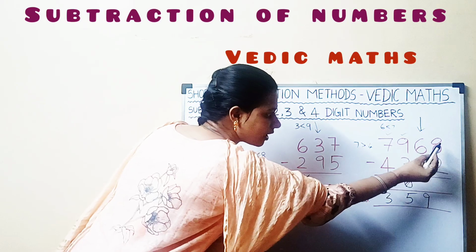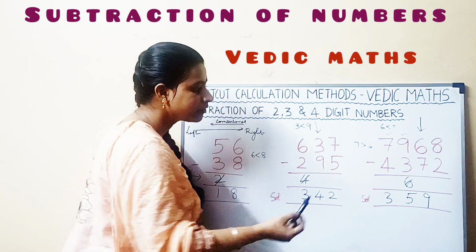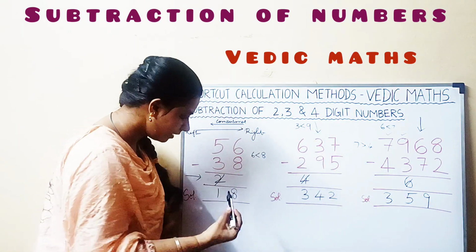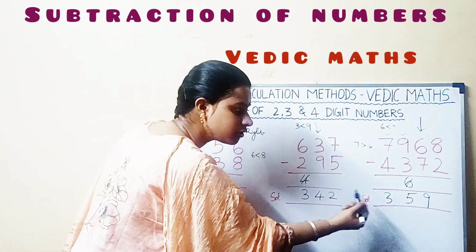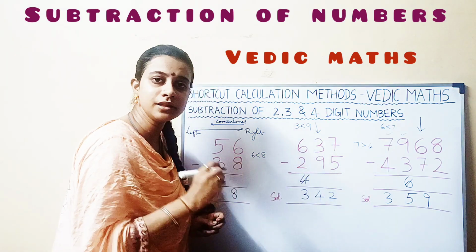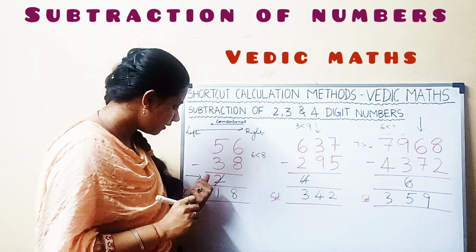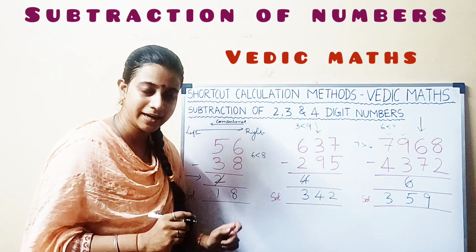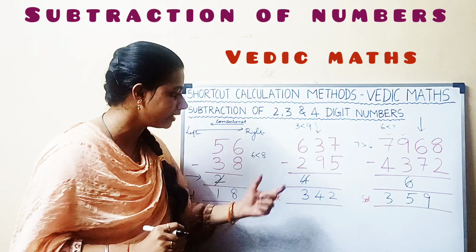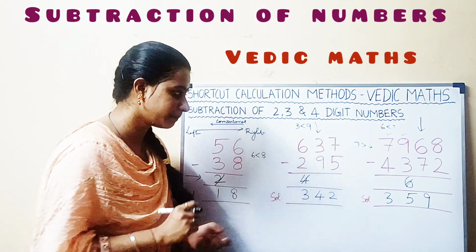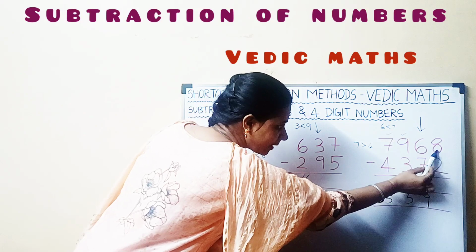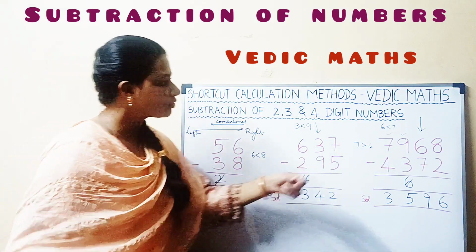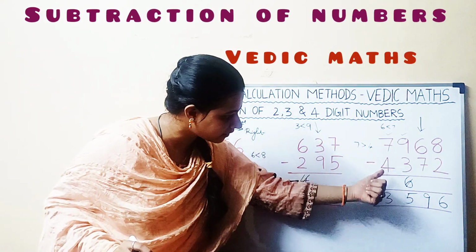Now if we check the next column, 8 minus 2 is subtractable. So we need not write this 9 here. Whenever the next column is subtractable, we can write the numbers directly in the solution place. Whenever the next column is not subtractable, we will use this one more row to perform this extra step, which we can perform in our mind, and mostly we should perform in our mind so that our work will be simpler. Since 8 minus 2 is subtractable, we can write it directly as 6 here. So 7968 minus 4372 is 3596.